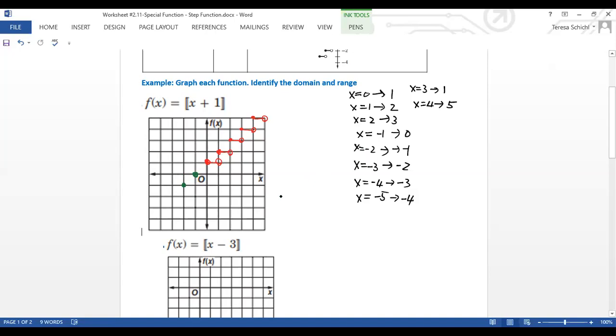Okay, and then negative 3 is 1, 2, 3. Negative 3 is negative 2, right? So this will be my other solid one. X equal to negative 4 is negative 3, so here. So the last point we have is negative 5 to negative 4, right? So here is, right? We say it always falls onto the left. So here, this will be your graph, right?